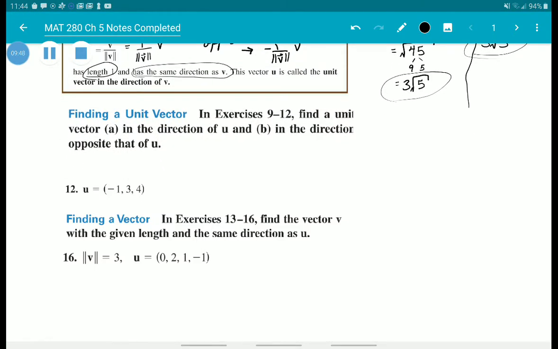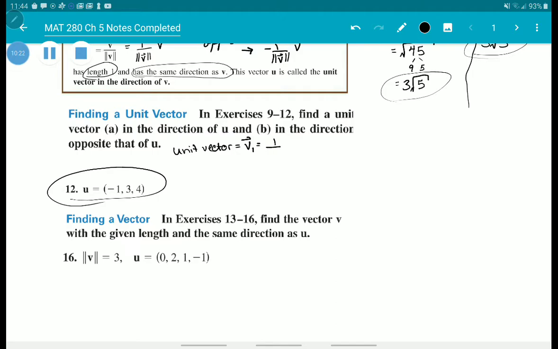Let's look at an example. Let's look at 12. So if we want a vector that's going to go in the same direction of u, since they're using the u for a non-unit vector, I'm just going to call this unit vector. I'll call it v1.